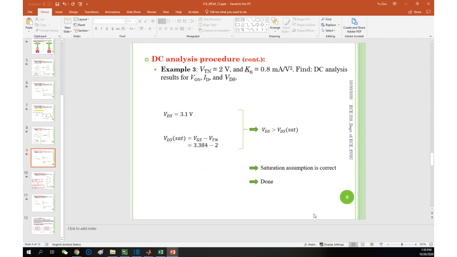Dr. Zhou, so what if it's equal? Do we just apply that to saturated? You mean VDS saturated equals VDS? These two are equal? If they're equal, to be honest, it should be considered as non-saturation. Okay, non-saturation. I've never seen that happen before.